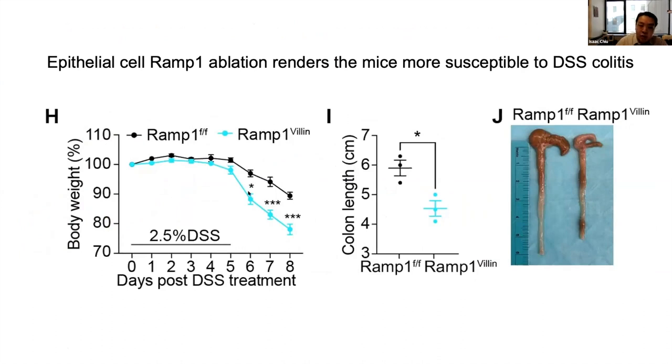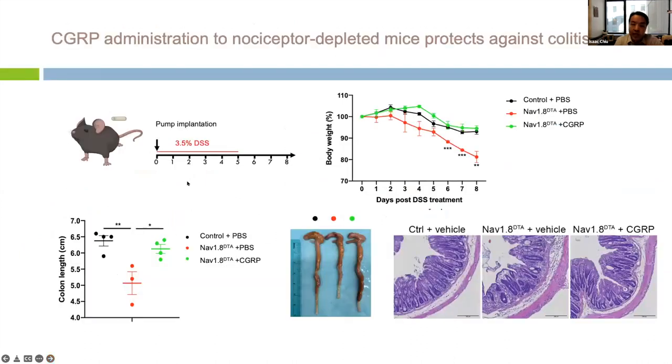You can see here where they had increased weight loss compared to the controls. And so then finally, Daping was asking, okay, can we connect these 2 points? So what he did was he took the NaV1.8 DTA mice, which lacked the nociceptors, and then he implanted a pump to deliver CGRP, this neuropeptide that we think the neurons make to induce mucus production.